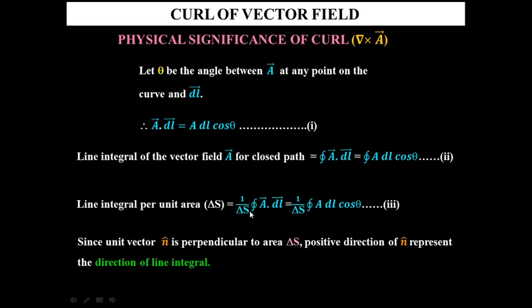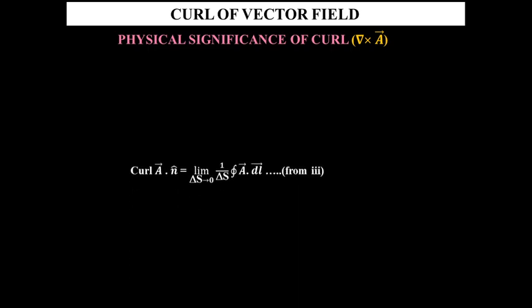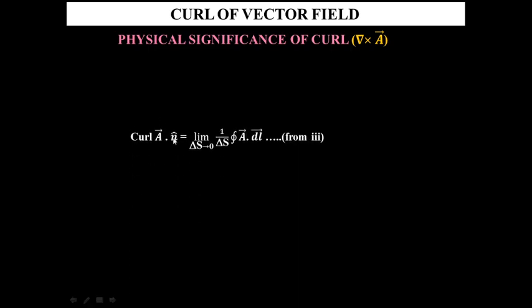Now suppose this delta s tends to 0, which means the area inside that curve tends to 0. If we take the limit as that area tends to 0, then equation number 3 is nothing but the curl of vector field A. So this equation number 3 is nothing but the curl of vector A dotted with n cap, which is equal to the limit as del s tends to 0 of 1 by del s times the line integral of vector field A dot dl.